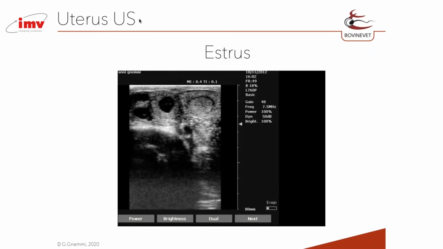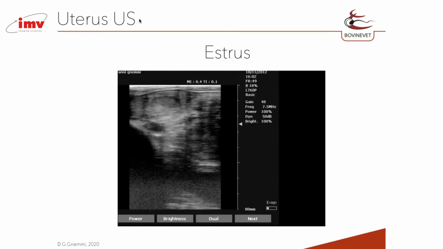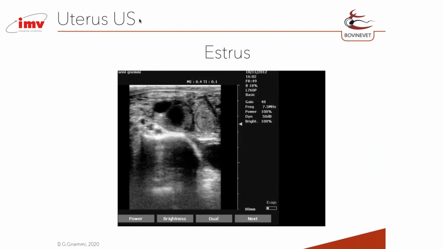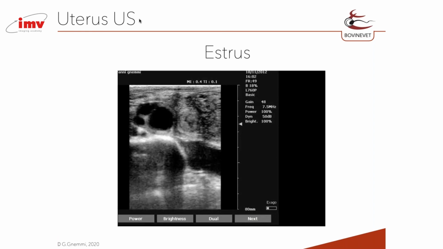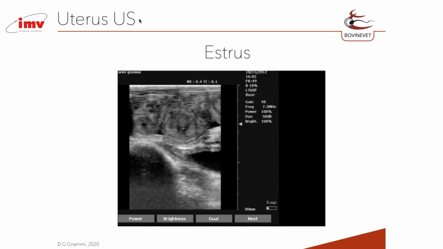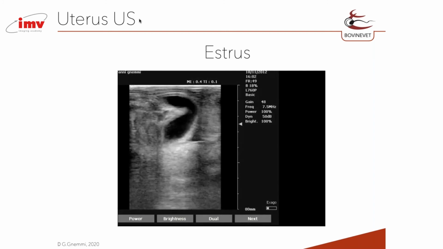And here is a movie of a cow. In this case, it is probably a cow with three follicular waves. In fact, it's the day of the estrus. You see that there are many dominant follicles, more than 2, and there is still a big CL. Well, this is typical of cows with three follicular waves.